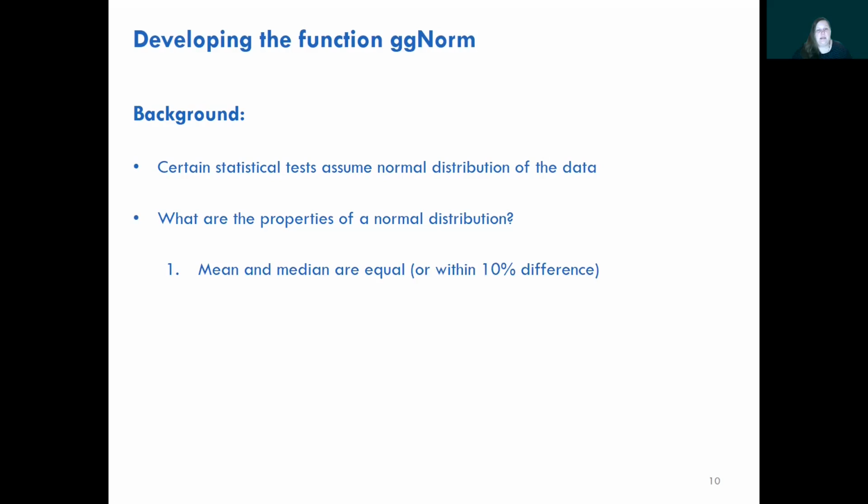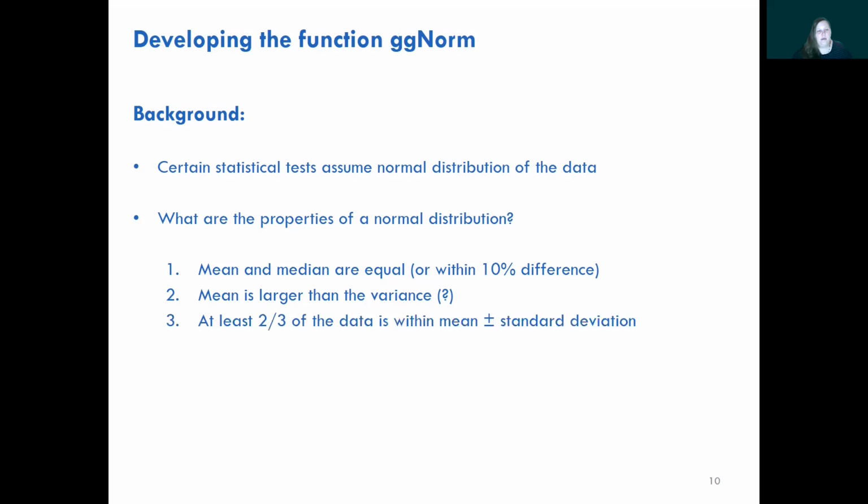Here there are different opinions, but I'm just going to stick to 3 rules. First rule is that the mean and median are equal, or at least within 10% difference. Second rule is that the mean is larger than the variance. Here, however, I have to mention that I have not really found a source that is actually confirming this. And just from experience, this also doesn't always work. So just have it in mind, but honestly, do not really stick to it too much. And the third rule is that at least 2/3 of the data lie within mean plus minus standard deviation.